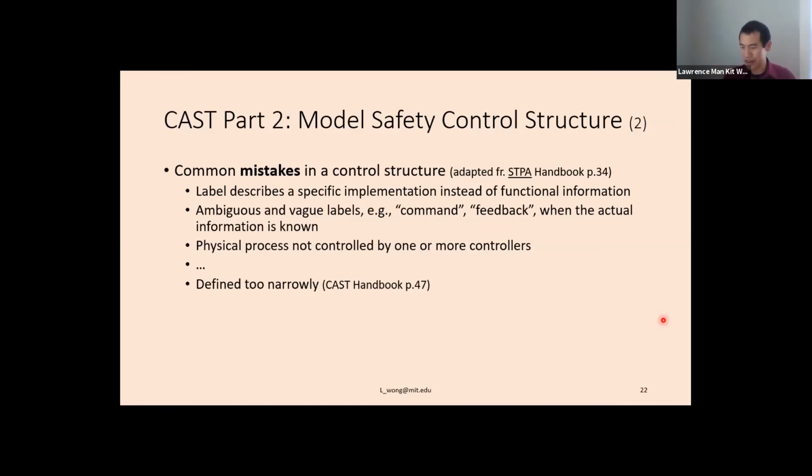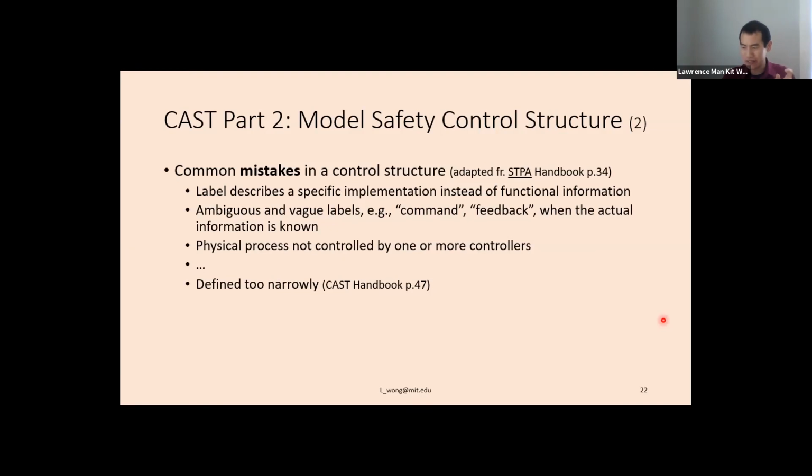Another common mistake is to have very ambiguous or vague labels, such as just having "command" or "feedback" next to your arrows. This may be admissible at a very early stage of a system, when you have very little information about what you're going to build. But it is not great when you actually have the information. So you want to be careful about what kind of labels you put next to your downward and upward arrows, or even sideways arrows.